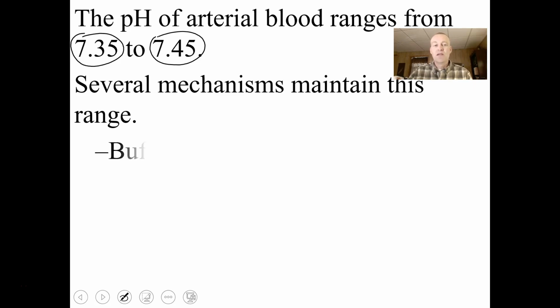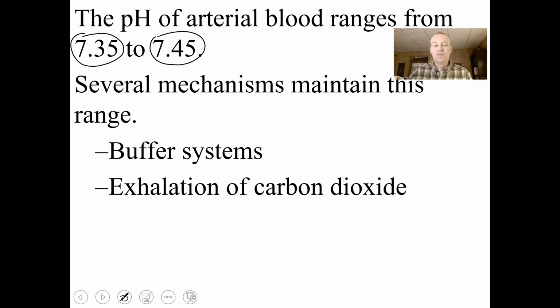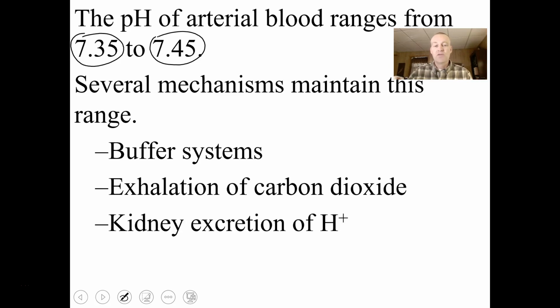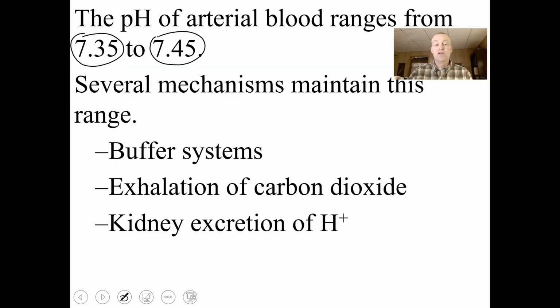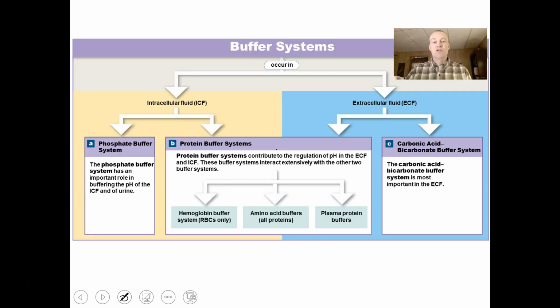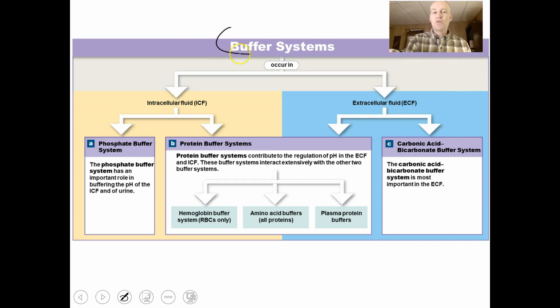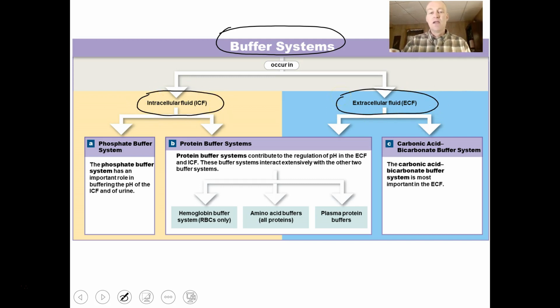Several mechanisms maintain this range. We have buffering systems, the exhalation of carbon dioxide, the kidney excretion of hydrogen ions. So we'll look at the influence of the lungs and the kidneys and all of these buffering systems in this particular lecture. So we'll start with buffering systems, and buffering systems occur in the intracellular fluid and the extracellular fluid, and we have several systems that work.